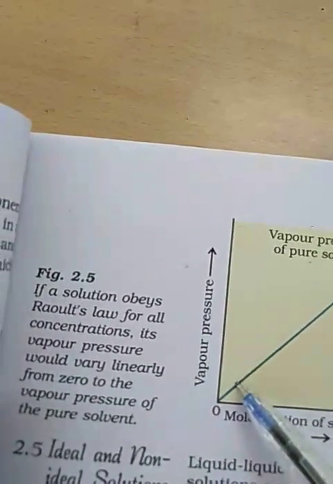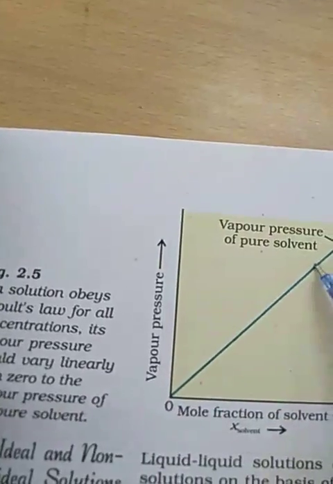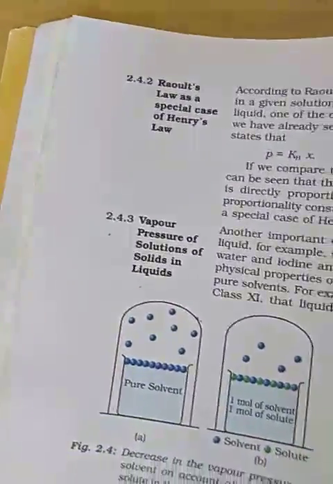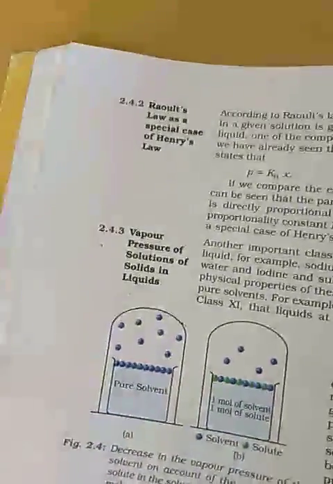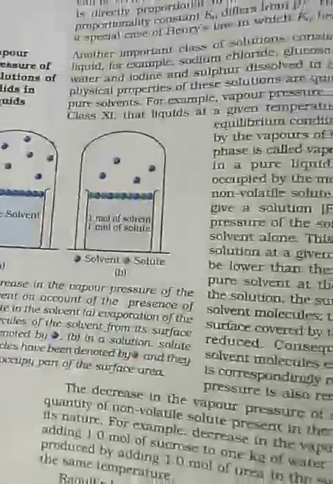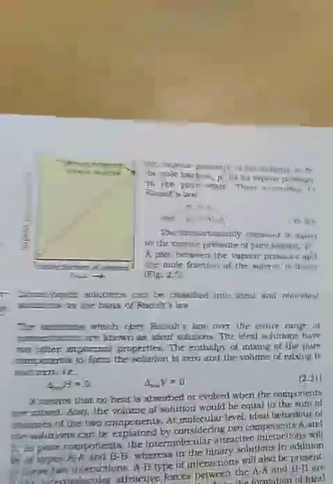If we are adding 1 gram, 2 gram, then it will increase with 3 gram, 4 gram, 5 gram, 6 gram. If we are increasing the mole fraction, then the vapor pressure here also will increase. Okay. So today I taught you only section 2.4.2, vapor pressure. Then next, vapor pressure of solution of solids in liquids, figure 2.4, and then figure 2.5 and the two equations.